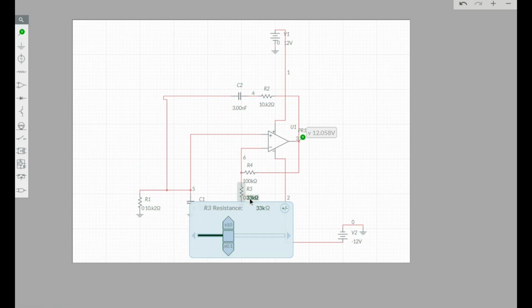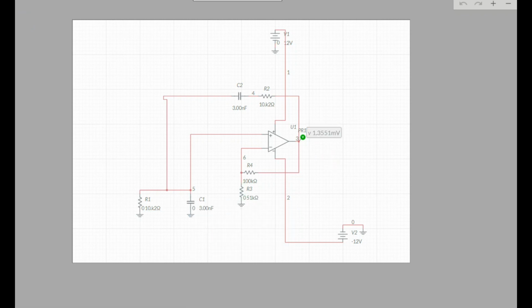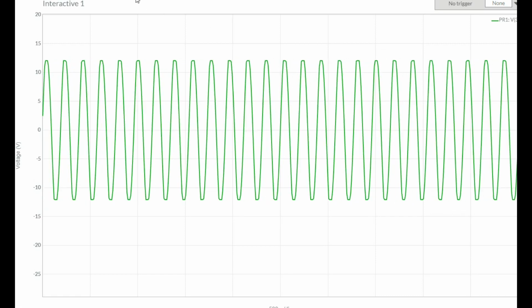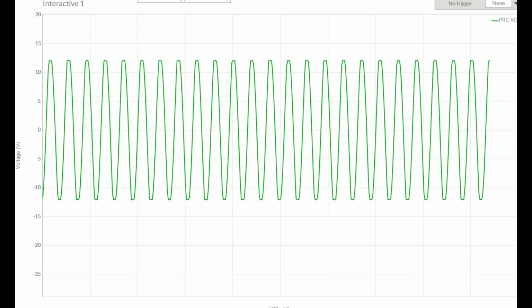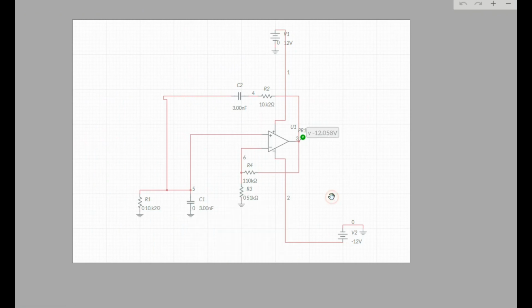So we'll put this back to 47, or should we go higher? Let's say 51. Okay. Start it up. Here come the graphics. Ooh, what did I do? Did I break it? Yeah, I broke that a little bit. This is about as close as I can get by just putting in values of 110K and 51K. So you see I've raised them both a little bit.